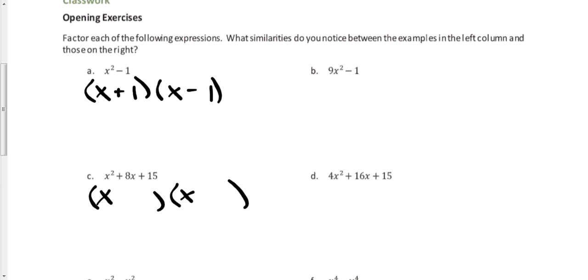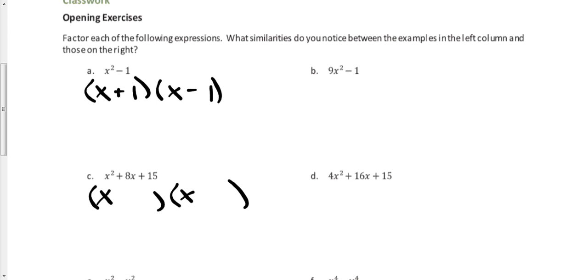Now, what are the ways that I can make 15? 5 times 3 is one of them. And what's the other way? 1 times 15, right? Which one do you think is the right one here? 5 and 3. Now, you see the positive? So my 5 and 3 are either both positive, or both negative.